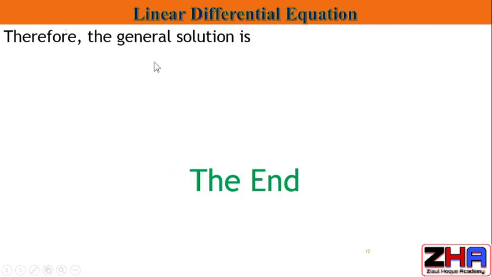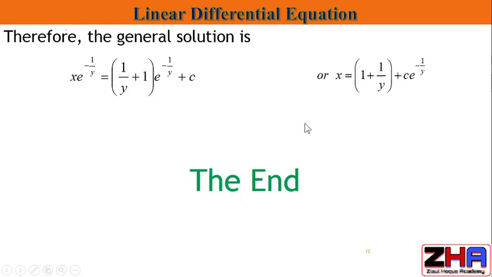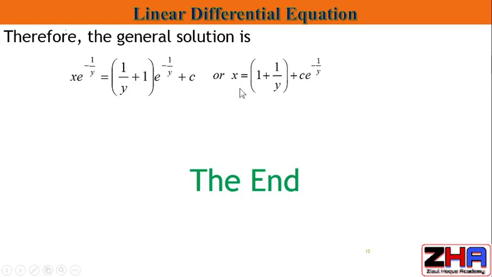Therefore, the general solution is x into e raised to the power minus 1 by y is equal to (1 by y plus 1) into e raised to the power minus 1 by y plus c, or by simplification x is equal to 1 plus 1 by y plus c into e raised to the power minus 1 by y.